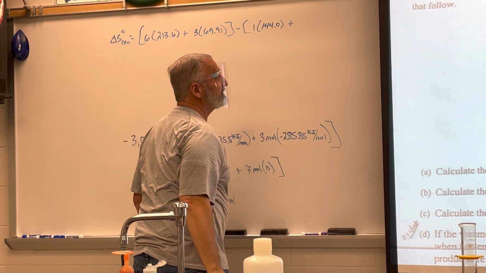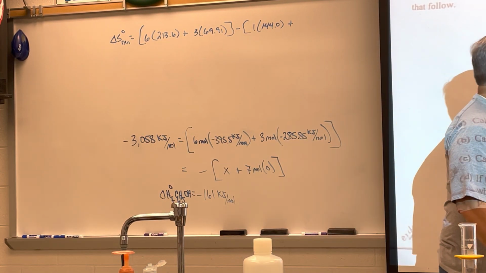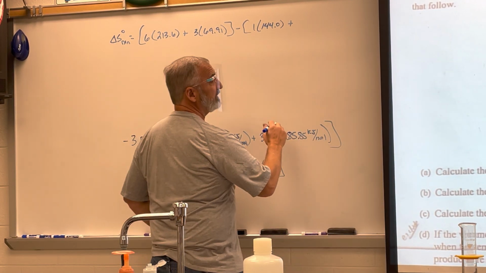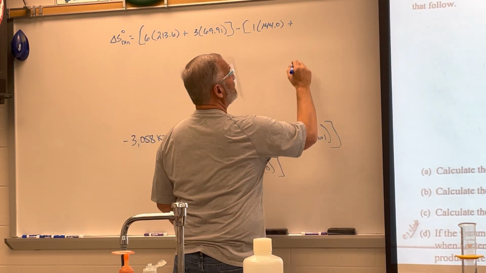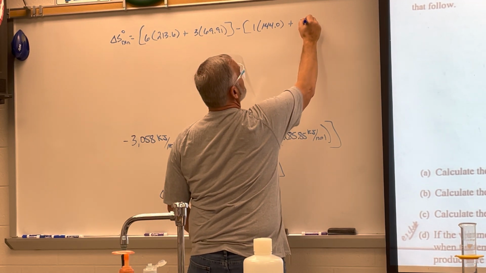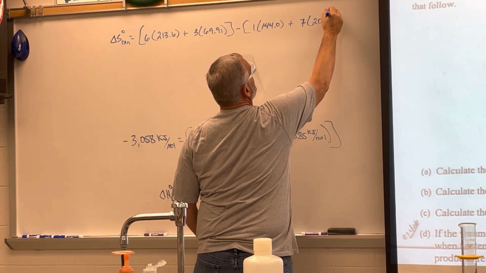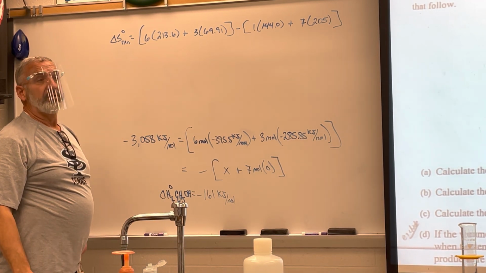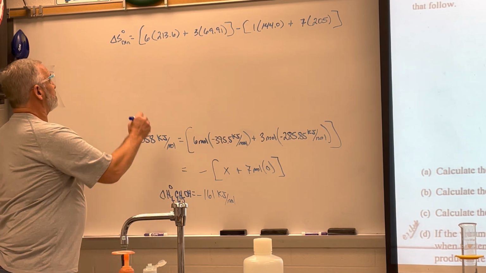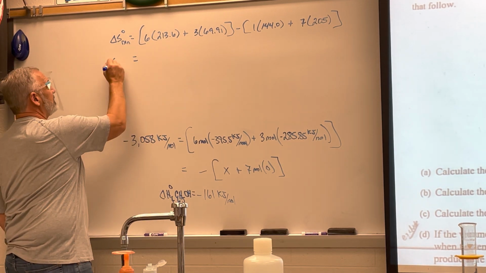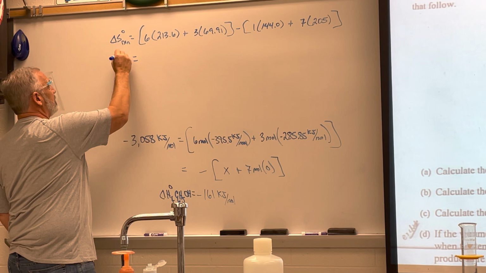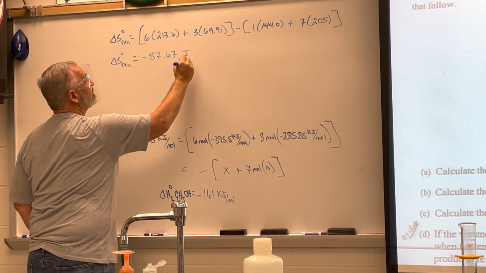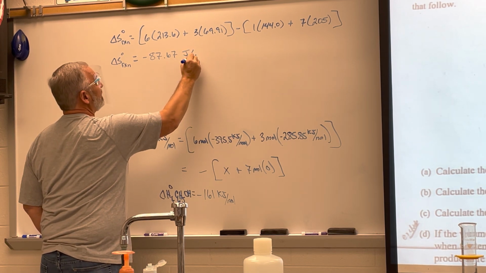plus, notice again on this one, the oxygen has an entropy. They don't have a delta H, but they do have an entropy. Therefore, it's 205, and then it's 7 times 205. So what does all of that equal? Somebody? Negative 87.67. And that's joules per K.